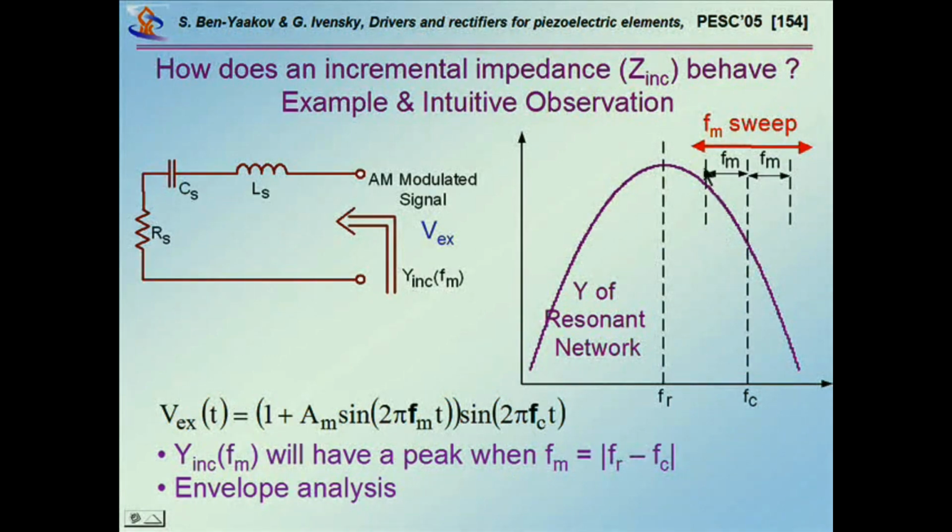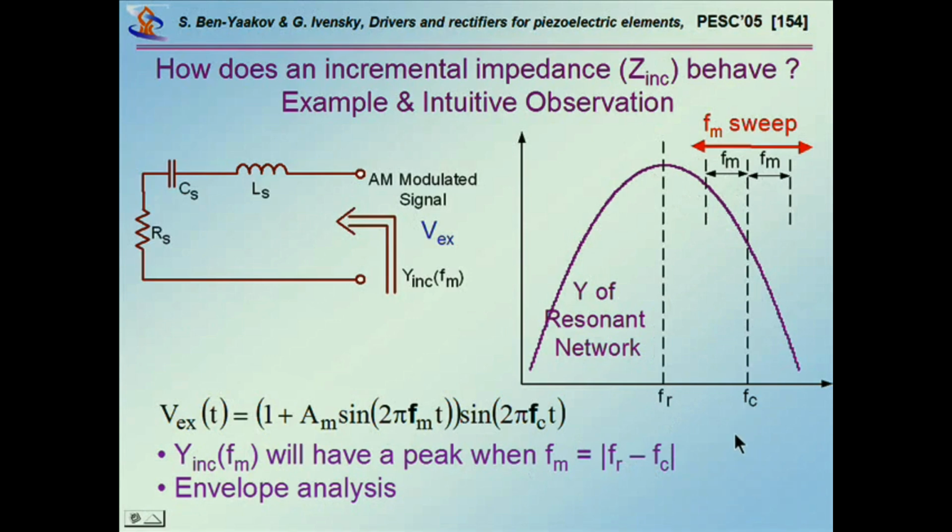Now when you change the frequency of modulation, this moves. It will move and eventually it will hit this point. And at this point you will have a peak in the current, because the sideband is exactly at the resonant. The frequency at which you'll have this peak is not this frequency. I'm talking about the frequency of modulation here. It'll be the difference between this frequency and this frequency.